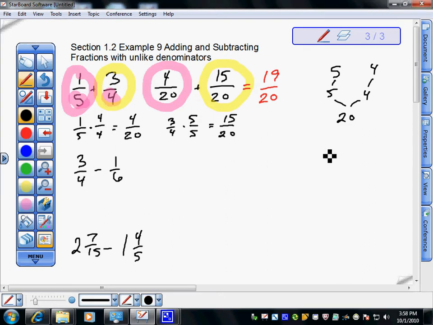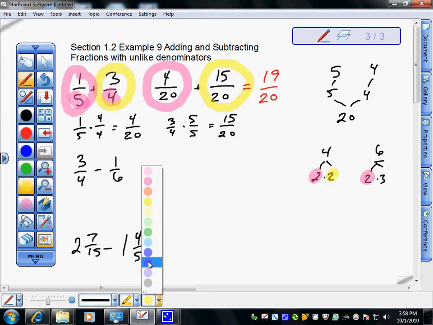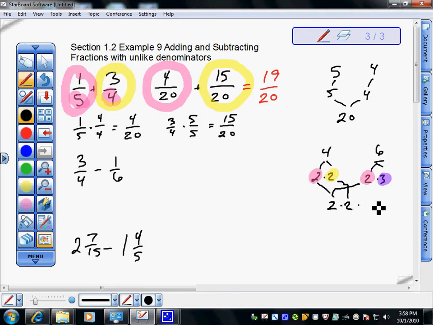Now I'm going to take the 4 off on the side of my paper, and I'm going to say, well, 4 is made up of 2 times 2, and a 6 is made up of a 2 times a 3. Well, that tells me that my multiple is going to have at least a 2 in it, and then it's going to have another 2 in it, and then it's also going to have this other 3 in it. So what I end up with left is this guy here becomes a 2, and a 3. So a multiple of 4 and 6 is going to be 12. So I want to make a denominator of 12.